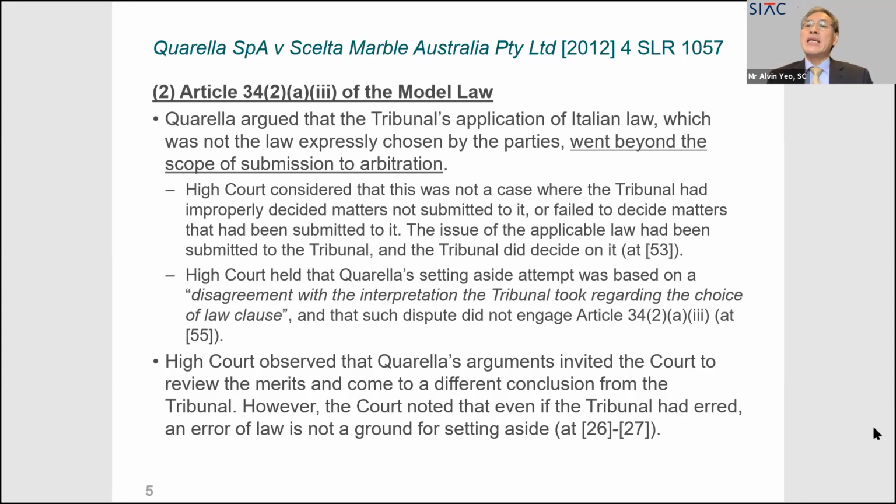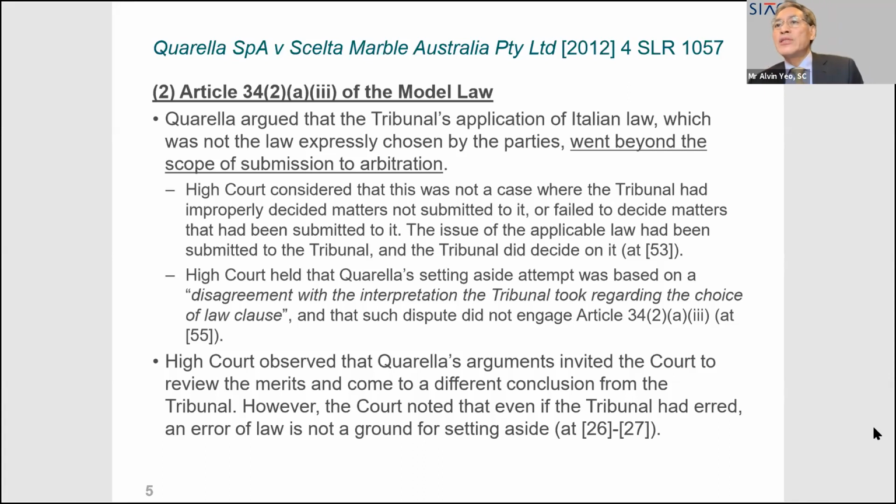And they went on to say that really Corrella was inviting the court to review the merits and essentially come to a different conclusion from the tribunal, that in applying Clause 25, CISG should apply according to its internal criteria and hence not to apply Italian law. And really going into the merits of the dispute was something that the High Court could not revisit under the model law.